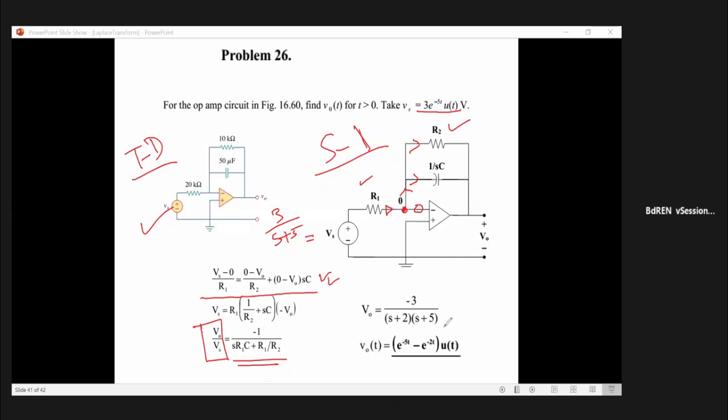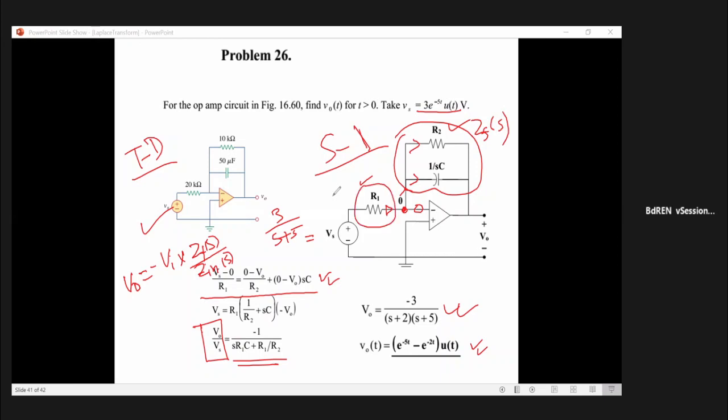Then you can easily take the Laplace inverse. If someone wants to use this formula, your V equals minus Vi multiplied by Z in the feedback path, ZF(s), divided by Z in (s). Here your ZF(s) is the parallel combination of these two. This is your ZF(s) and this is your ZI(s). In this way you can also find it.